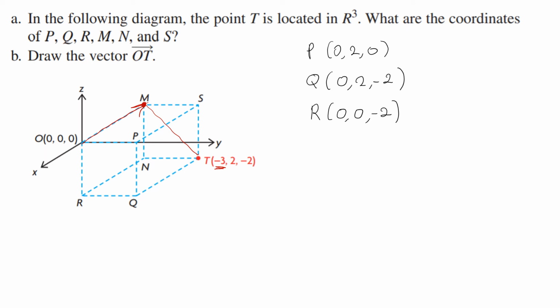So I'm just going to say my M value is 0, -3 for the x value, and 0 for the others.